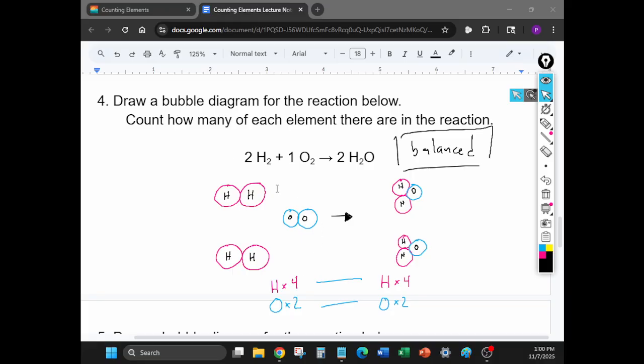So you can see how by adding these coefficients, the numbers in the front, we can balance the equation, right? Again, I'll teach you how to add the numbers later. But for today, you're just going to be learning how to interpret this and figure out if it is balanced or not.